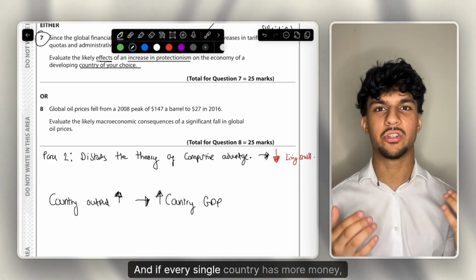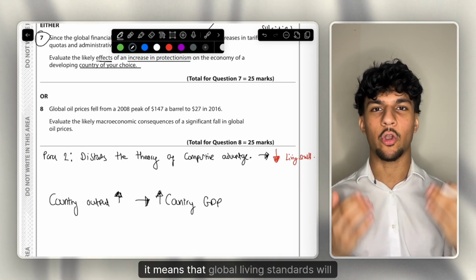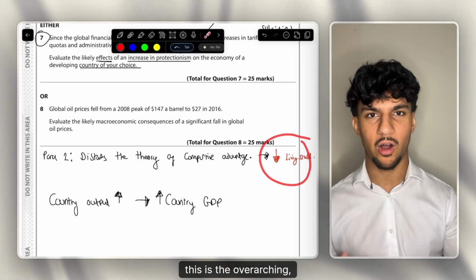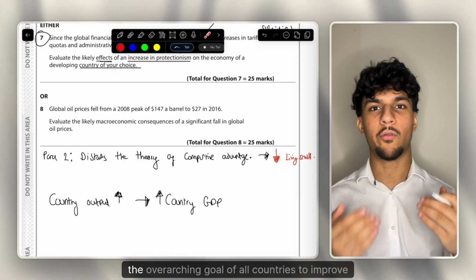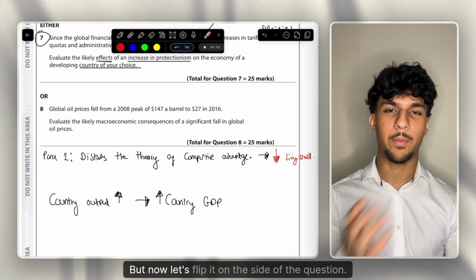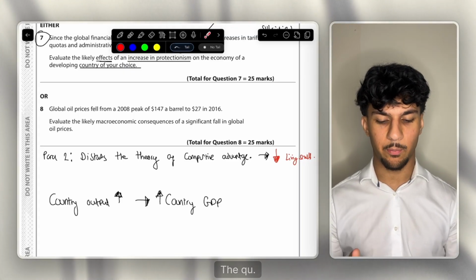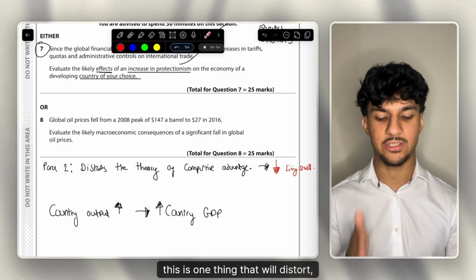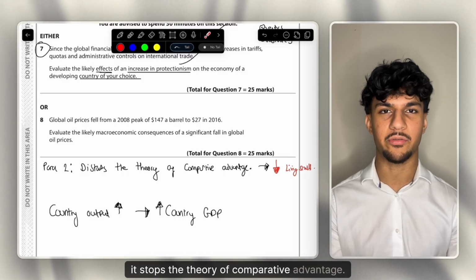And if every single country has more money, it means that global living standards will increase. And like we said, this is the overarching aim, the overarching goal of all countries, to improve their living standards. But now let's flip it on the side of the question. Implementing protectionist policies is one thing that will distort this. It stops the theory of comparative advantage.